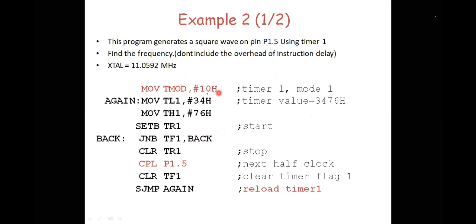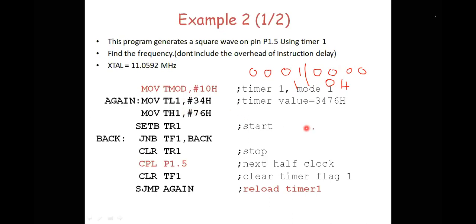See here, TMOD you are initializing with 10. That means timer 1 in mode 1. You are using timer 1, no? So gate bit is 0, C/T bar is 0. And mode 1 means 1, 0. And the next four bits are 0, 0, 0, 0. Why? Because you are not using timer 0. So 10H is the TMOD value you are initializing.